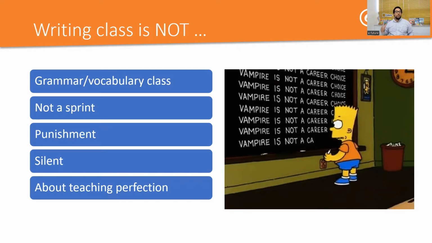Writing class is not for punishment. Writing is not about punishing your students. And as you can see here, Bart, we're very familiar with Bart writing lines on the board as a punishment for something that he did wrong. This is not a good thing to do, because you're reinforcing writing as a negative output. And if you're punishing your students by having them write lines or write an apology letter or write an explanation as to why they did something wrong, this reinforces writing as a negative thing, and we don't want to do that. So if you're going to discipline your students, try to avoid writing as the way to discipline them.